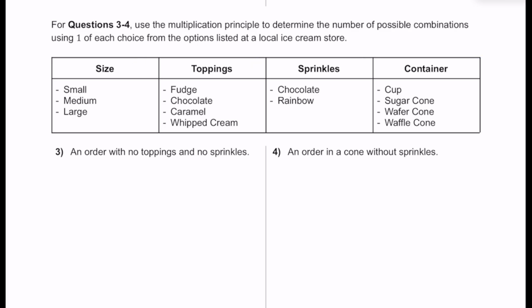Again, the assumption is always that we're going to be choosing 1 from each of these if it's not specified otherwise. So it says an order with no topping and no sprinkles. So we do have to choose a size, right? How many possibilities are there for the size? Well, there are 3 sizes we could choose from. It says no topping and no sprinkles, so don't choose anything from those. But we do have to choose a container, so it looks like there are 4 different choices here. So this would be equal to 12 possibilities.